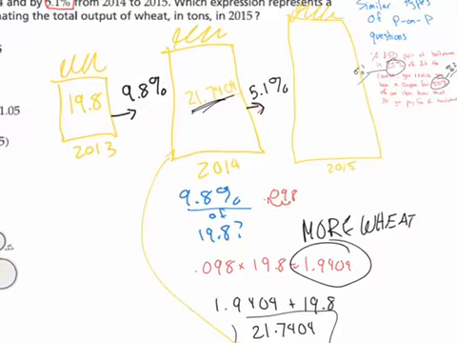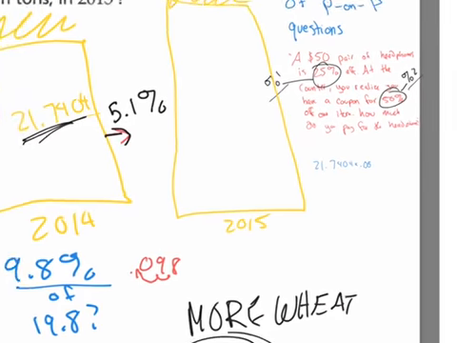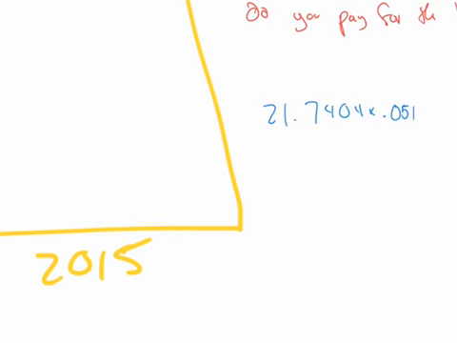So we're going to do this a little more quickly this time. We're just going to do 21.7404 times 5.8%, which we know is 0.05, no wait, not 5.8%, 5.1%, 0.051, and find out that equals 1.108764. Okay, that's too much. I'm just going to call it 1.11, because I'm tired. And of course, we're not done yet, right?